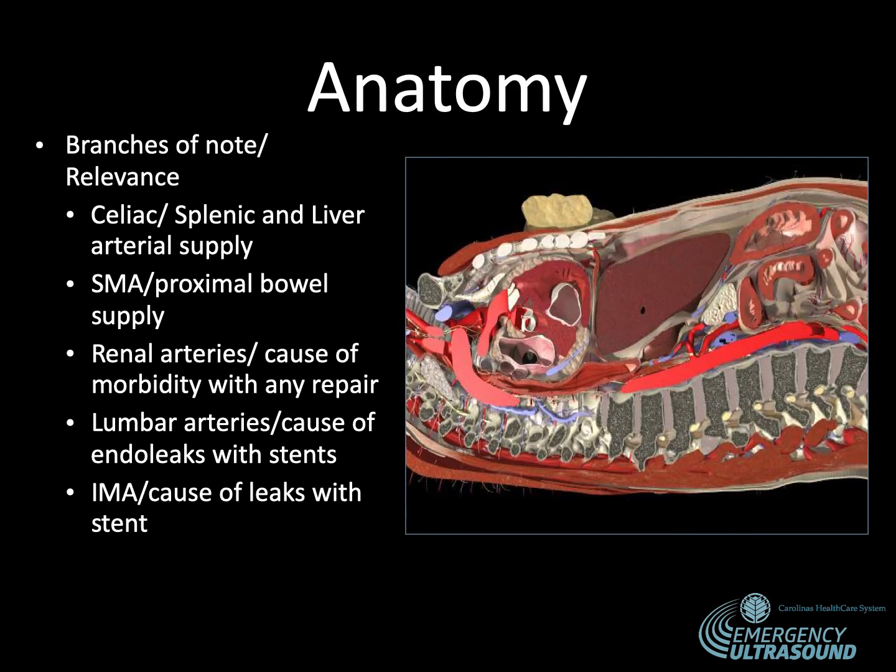So branches of the abdominal aorta are going to be first your celiac, splenic, and liver arterial supply. Then you have your SMA, which supplies your proximal bowel, and then your renal arteries, which, if they're involved, can cause morbidity with any repair. Then you have your lumbar arteries, which can be the cause of endo leaks with stents, and the IMA, which can also cause leaks with stents.